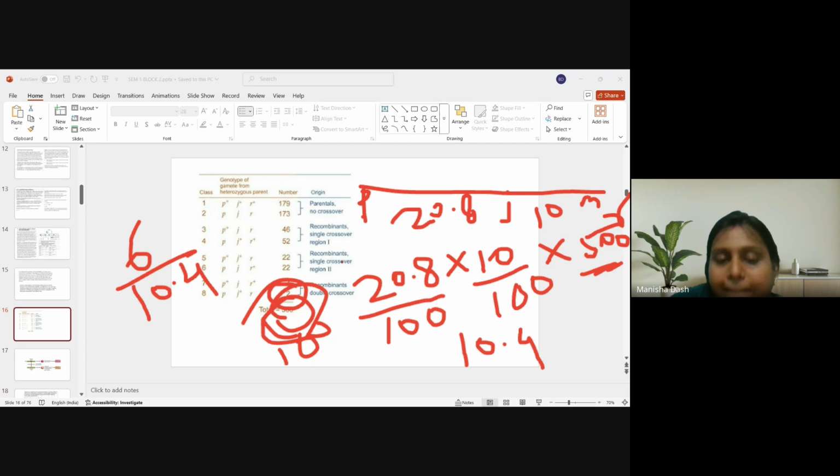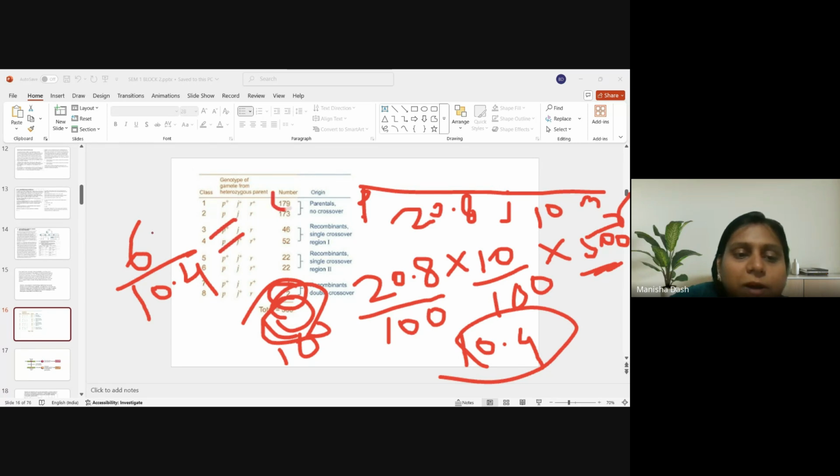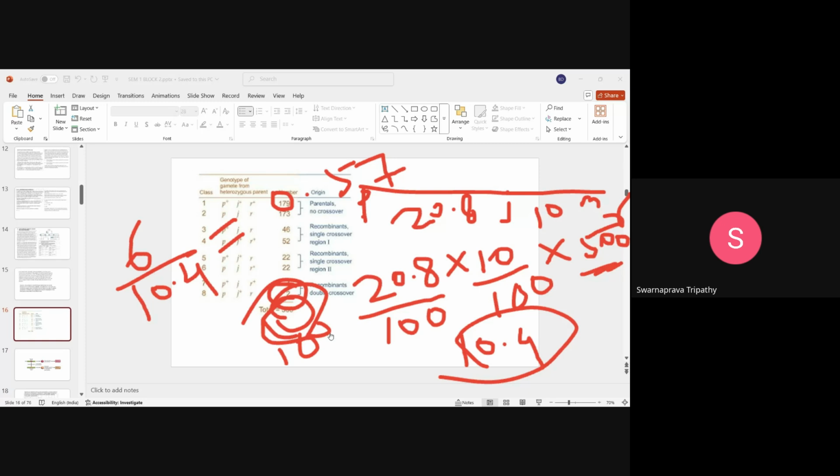So what we got is 10.4. So 6 divided by 10.4, that is 0.57, is actually your coefficient of coincidence. So everybody understood up to this or not? Yes ma'am. Any doubts?